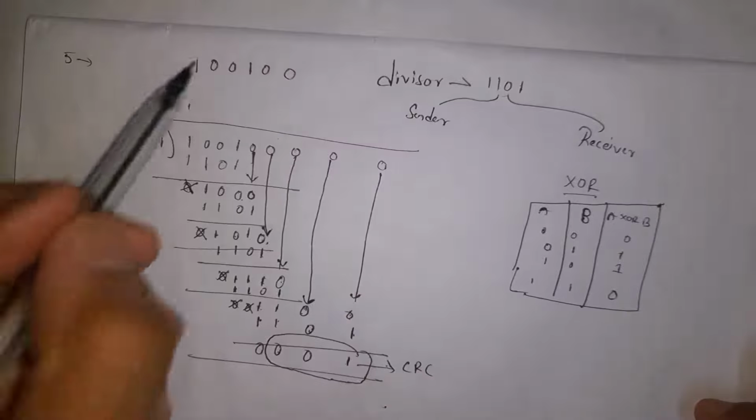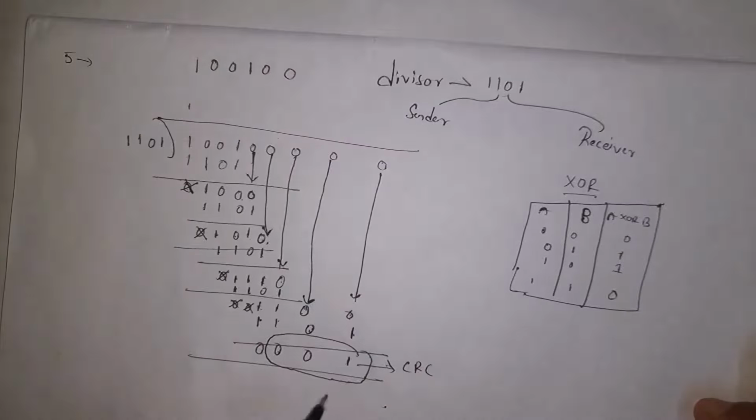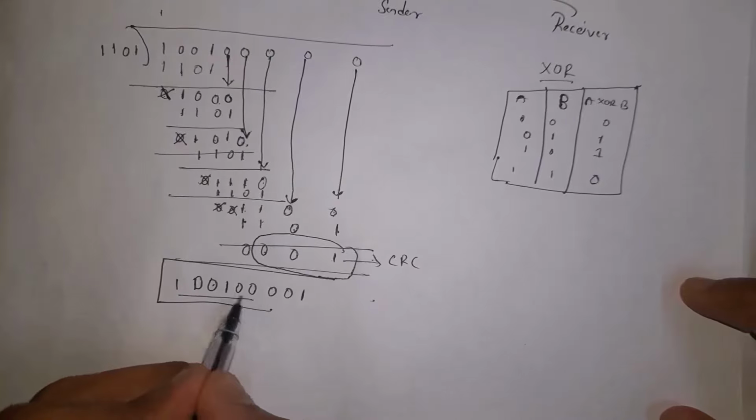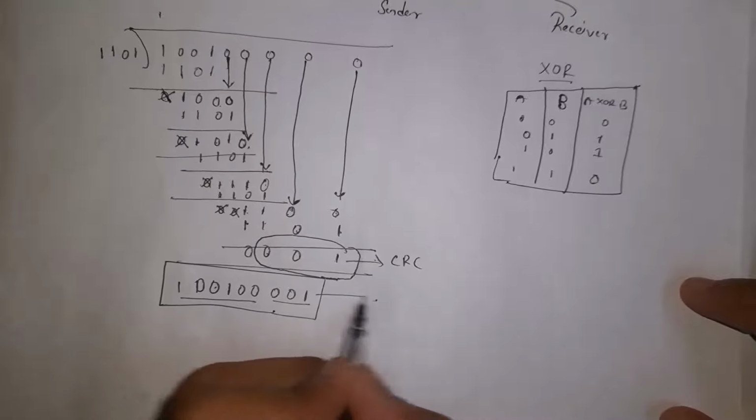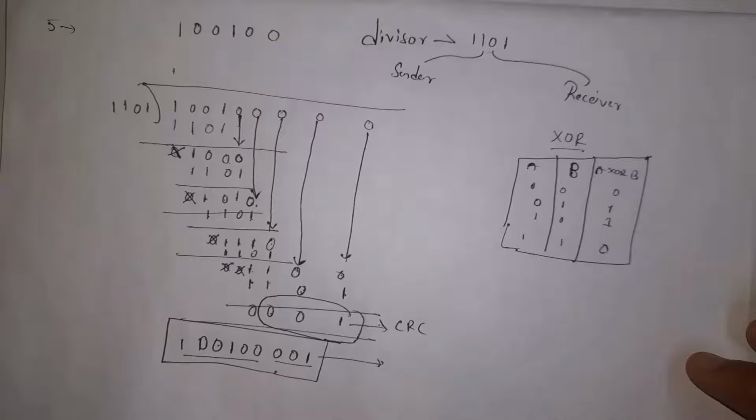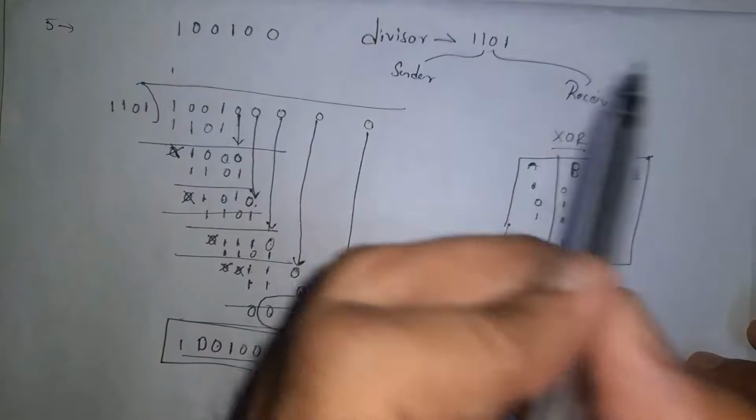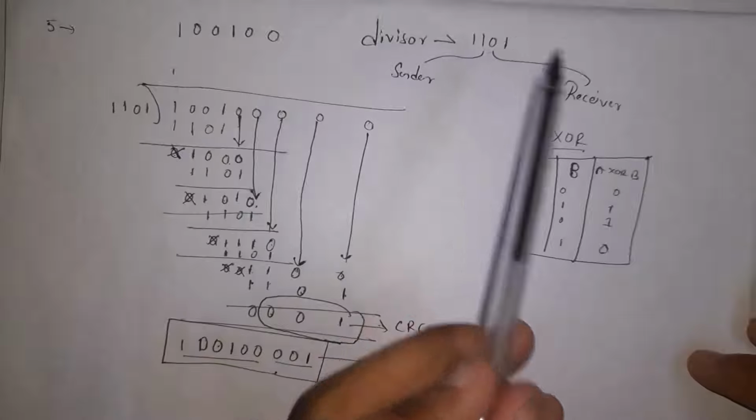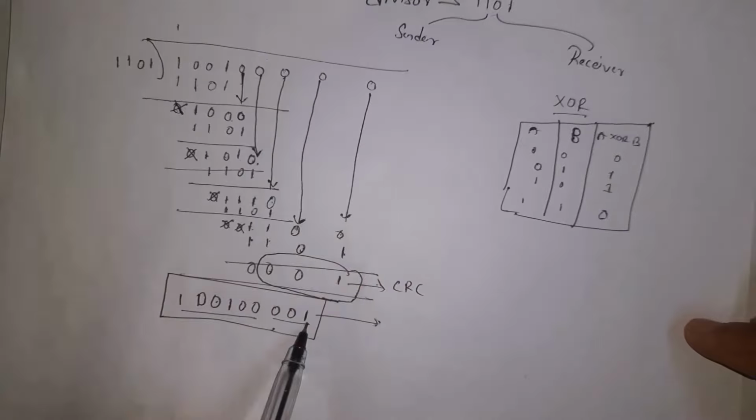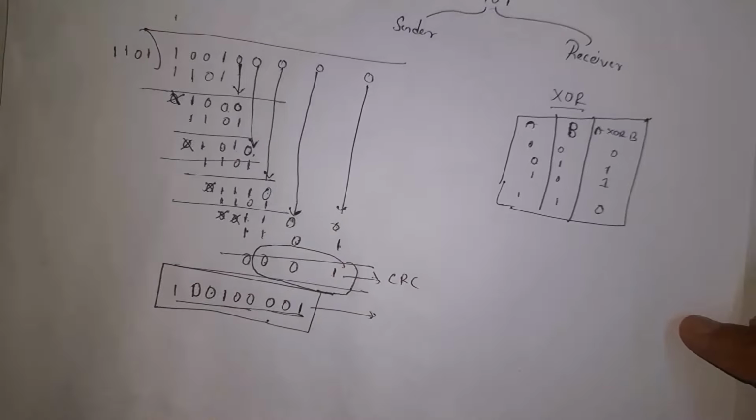Now our data as well as CRC code, both are combined and then transferred to receiver. Guys, I already said before, this divisor is known to both sender as well as receiver. And again receiver will perform XOR operation by using this divisor. So receiver performs XOR operation for this complete data, including CRC code.